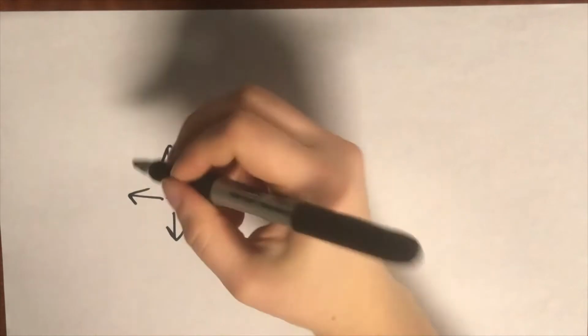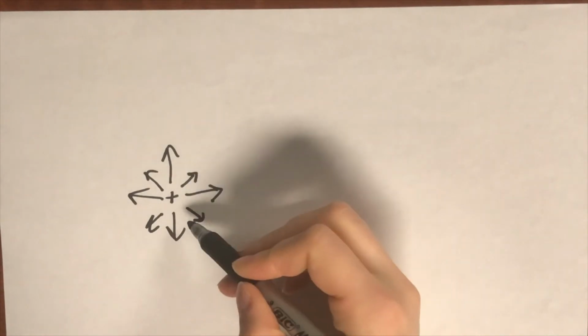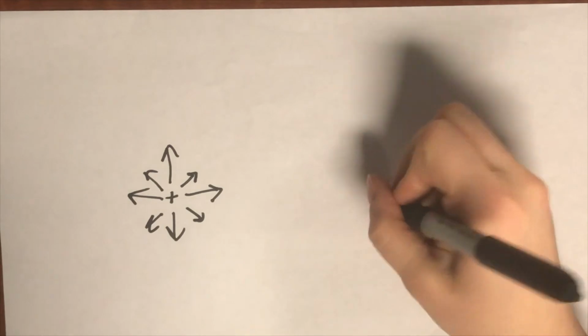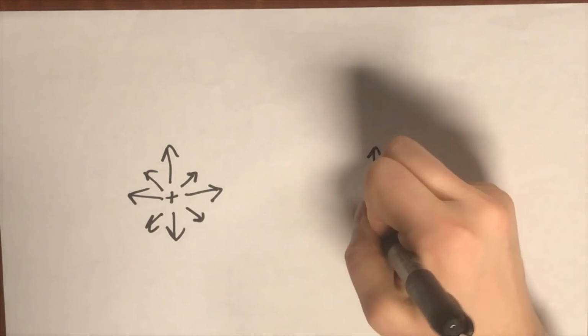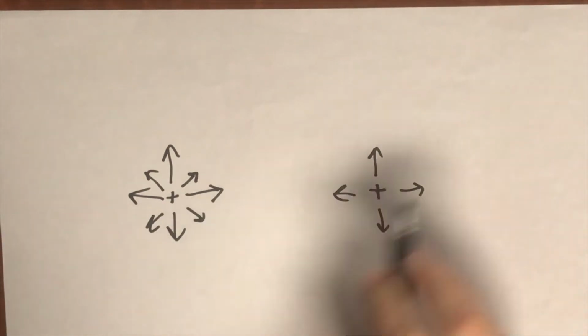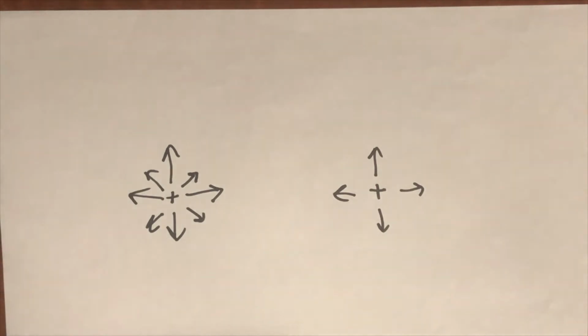In the same vein, the strength of the field is proportional to the density of the field lines, so the closer together they are, the stronger the field. Hence, this field would be stronger than this one, even though they're both positive charges.